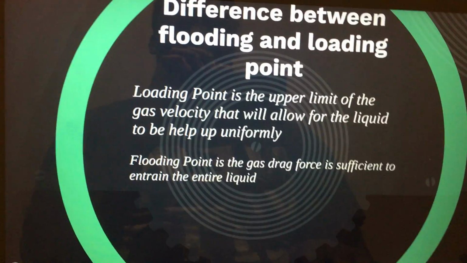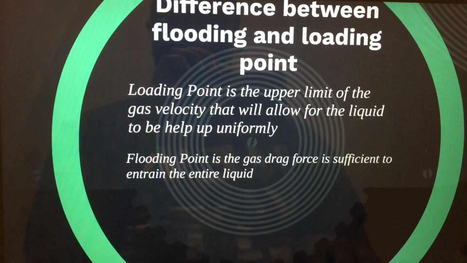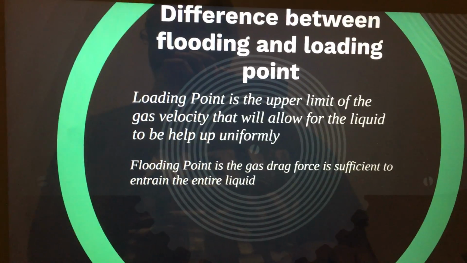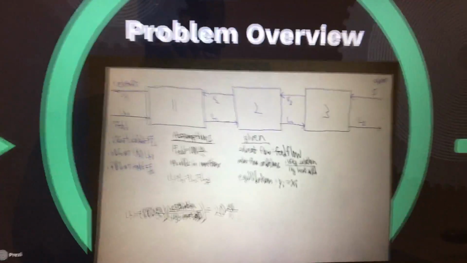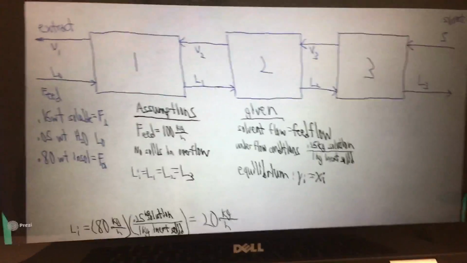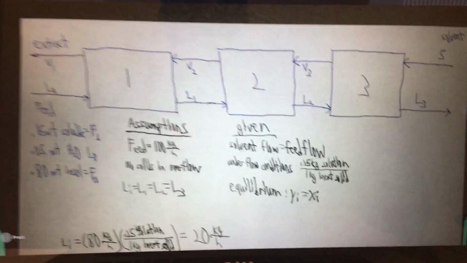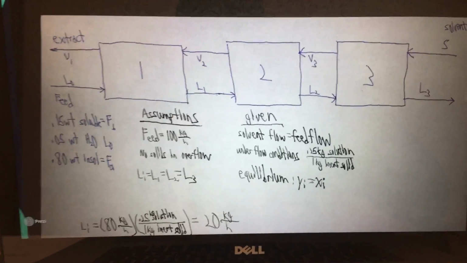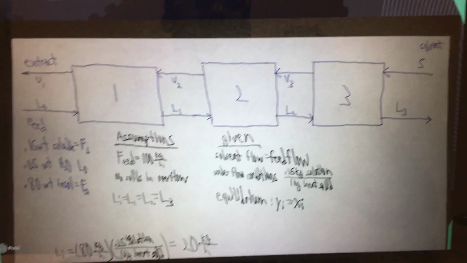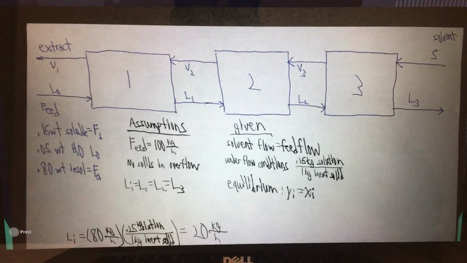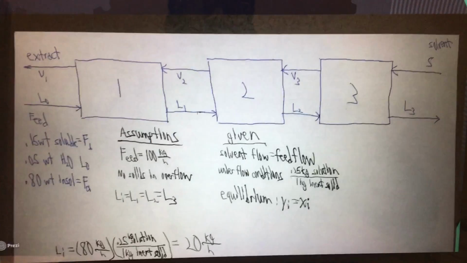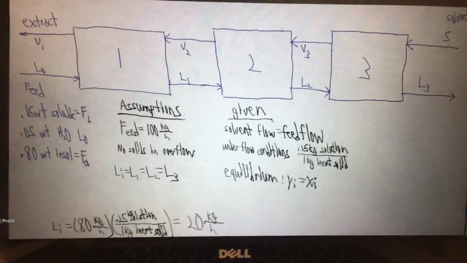Next, I'm going to begin calculating the actual numerical problem that we were given for this assignment. First, we're going to start out with a basic overview. In our problem statement, we were told that there are three stages, and we were also told that the solution flow rate is equal to the feed flow rate. We were also given the composition of our feed stream.